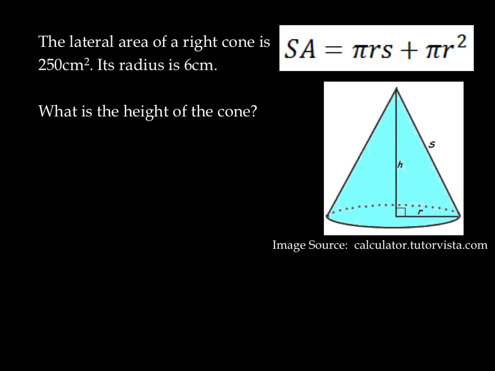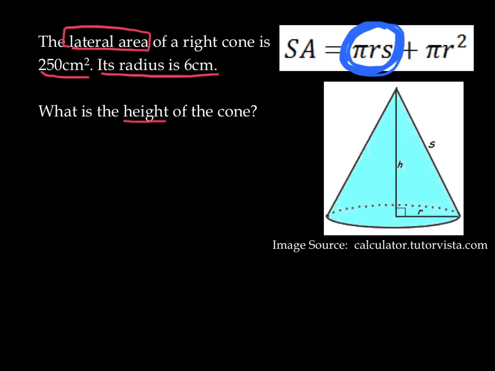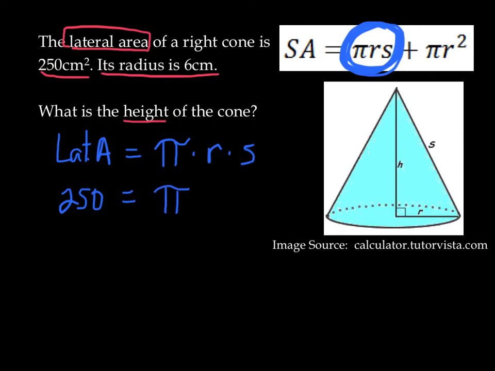Okay, let's try a backwards working problem. In this case, we know that the lateral area is 250 centimeters squared, and the radius is 6 centimeters. And we want to know what is the height of the cone. Well, we have to recall that the lateral area is just this part of the formula, pi r s. So let's write that down. The lateral area is pi times r times s. Okay, well, I know that the lateral area is 250 square centimeters, pi is pi, r is 6, and s, well, I don't know. That's a mystery right now.